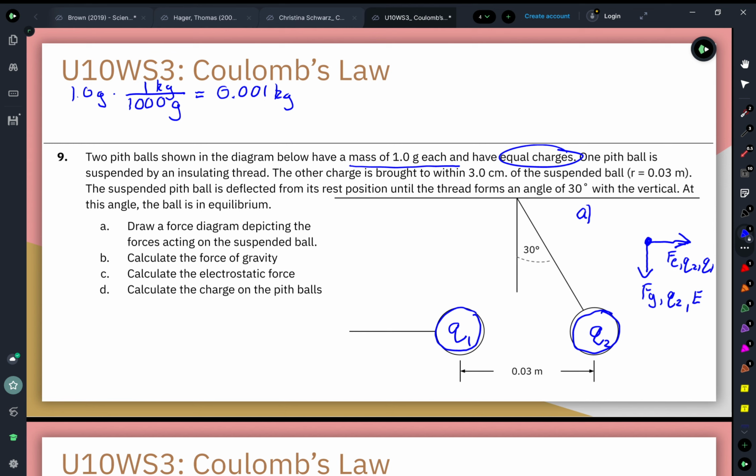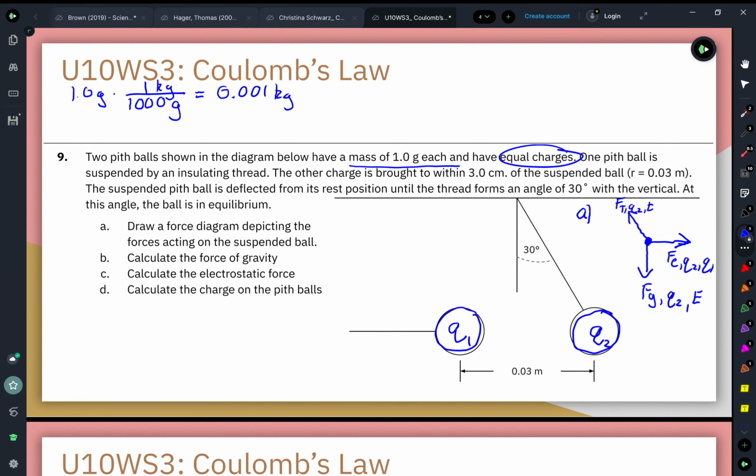That just leaves our contact forces. Anything that's in contact with our suspended pith ball that is exerting a push or a pull. The only thing that we can see from the problem is the insulated thread. It is pulling up on the ball and is pulling up at that angle. So our force should match that angle. That will be a force of tension on charge 2 by the thread.